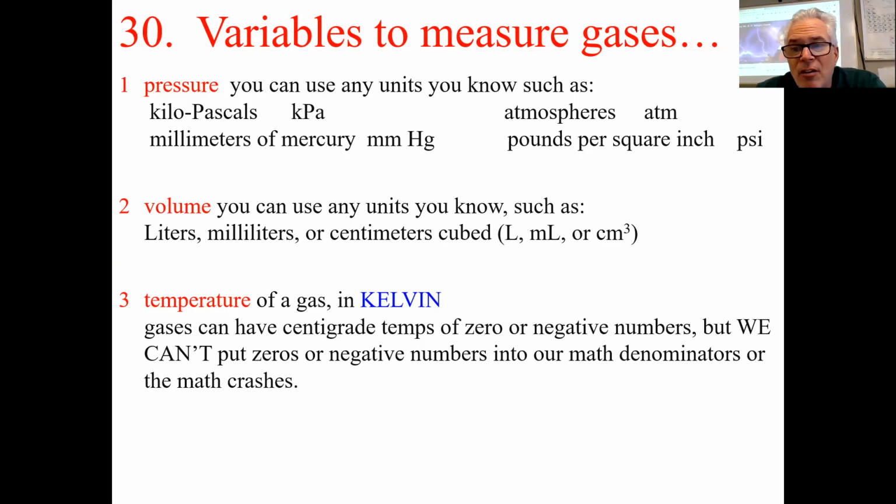You can't ever have a 0 degrees. And today, well, it's warming up maybe a little. It's probably still in the negatives. You can't have a negative number in the denominator, and you certainly can't have a 0 in the denominator, ever. So we have to use what's called the absolute temperature scale. You have to use Kelvin.